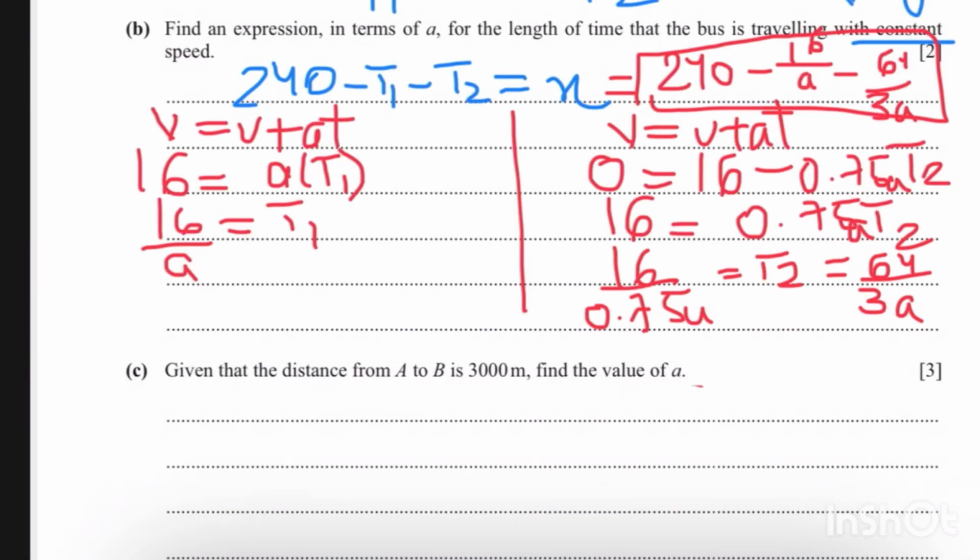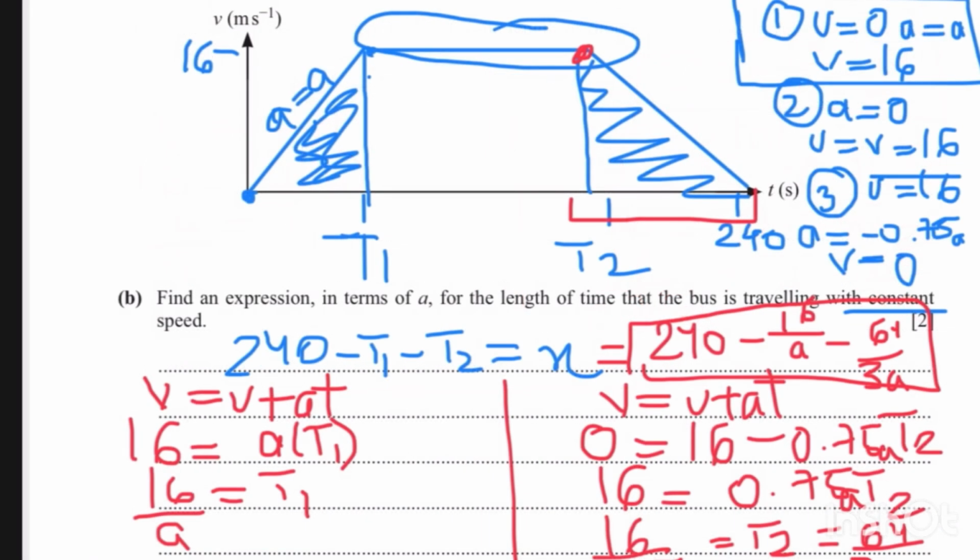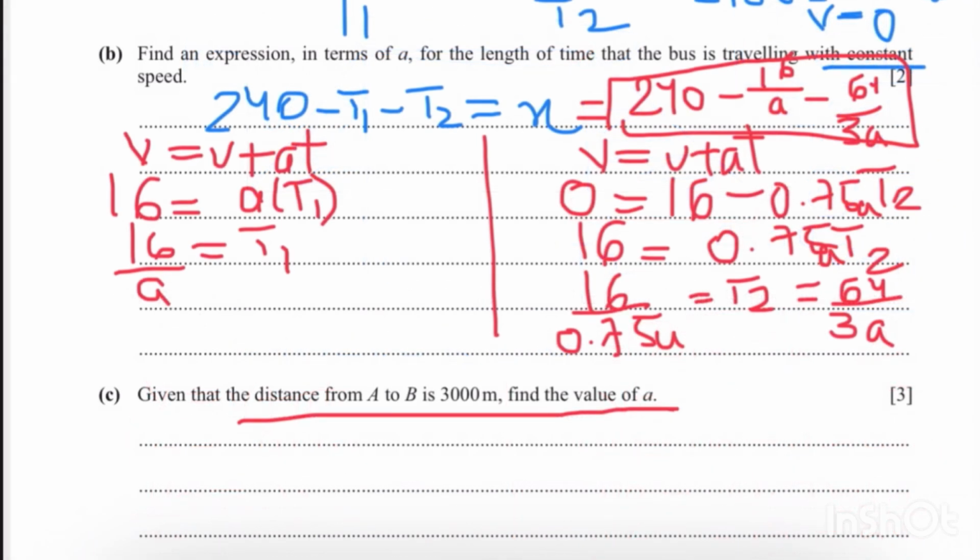For part C, they said that given that the distance from A to B is 3000 meters, we need to find the value of a. This is the velocity time graph between A and B, and we know that the area under the graph is always distance. So that means the area under the graph is equal to 3000.